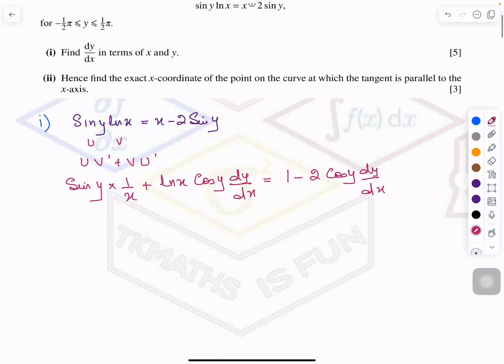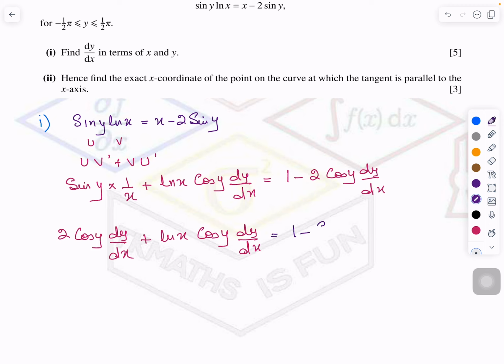So I will bring the terms together which have dy over dx. So I'm bringing it together: 2 cos y dy over dx. It is on the right hand side with a negative sign, so I'm bringing it on the left hand side. And then I will keep this term also here because it has dy over dx. And on the right hand side I will take here 1 minus sine y over x. This term I'm talking about.